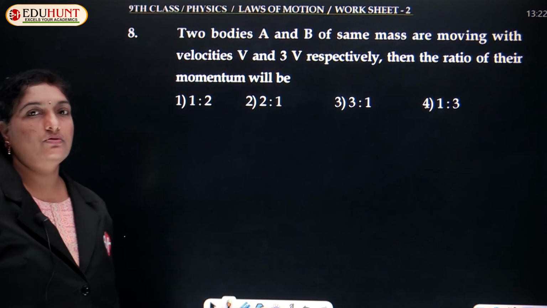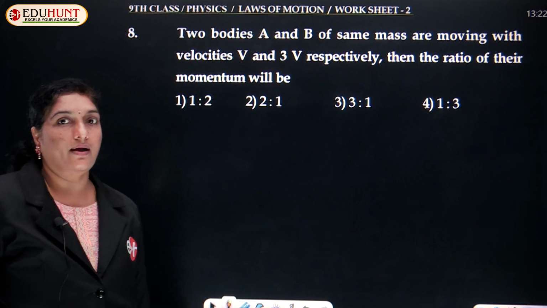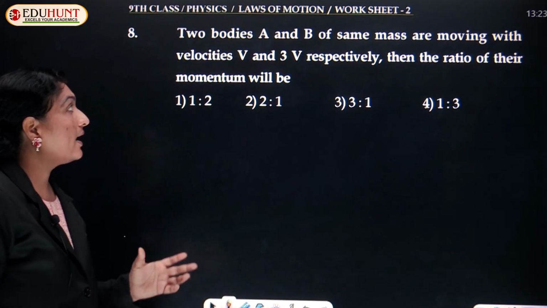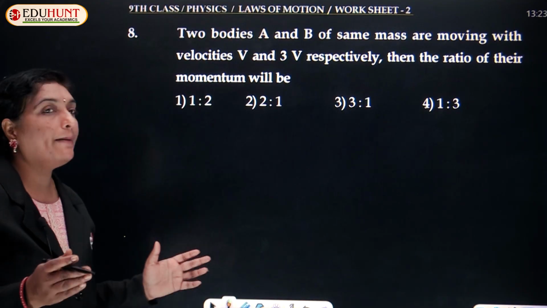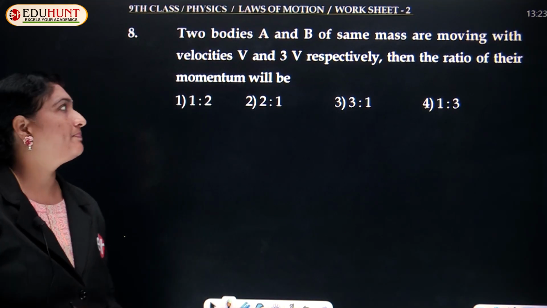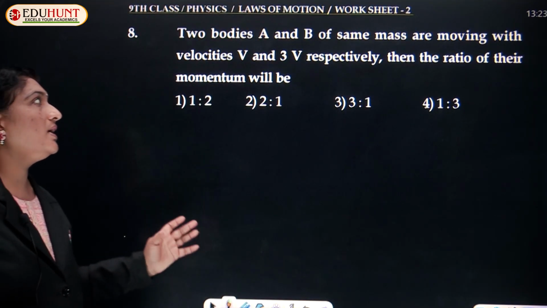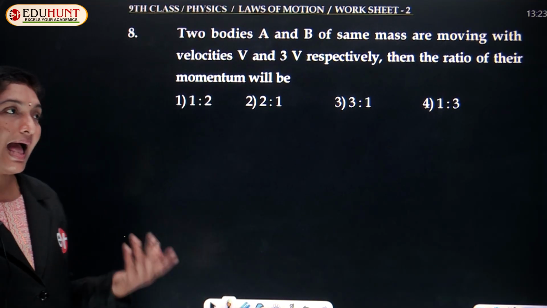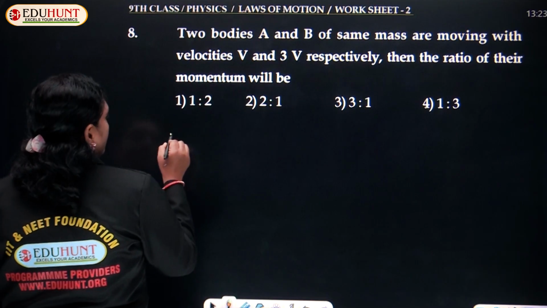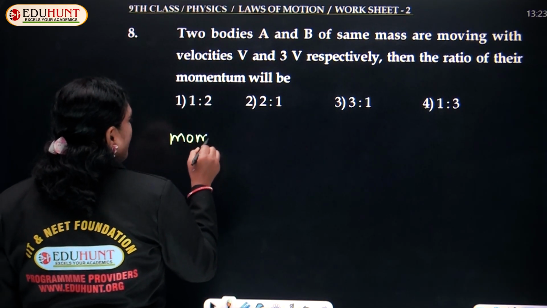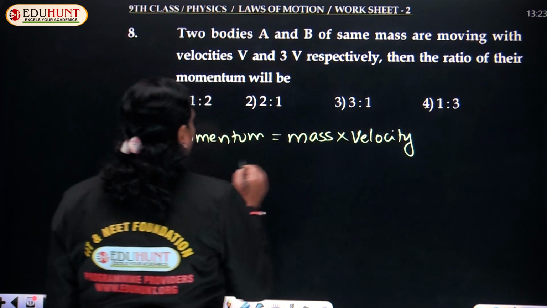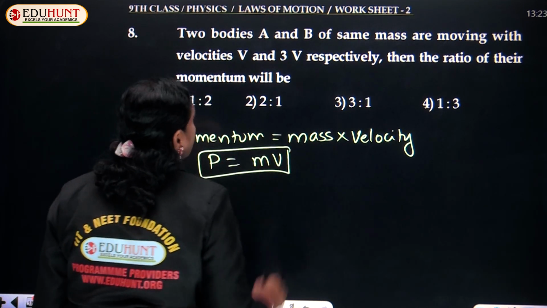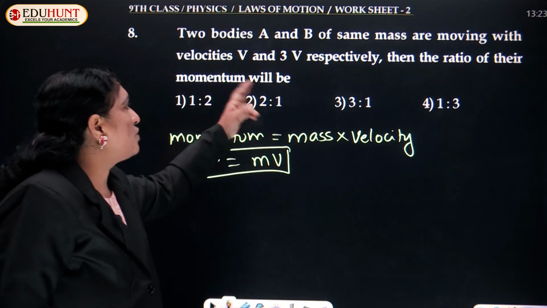So now let us move to the next question, question number 8. Two bodies. How many bodies? Two bodies, A and B, of the same mass, are moving with velocities v and 3v respectively. Then the ratio of their momentum is. As we know, momentum is the product of mass and velocity. So momentum, indicated with the letter P, is equal to mv. You are asked to find the ratio of their momentum.